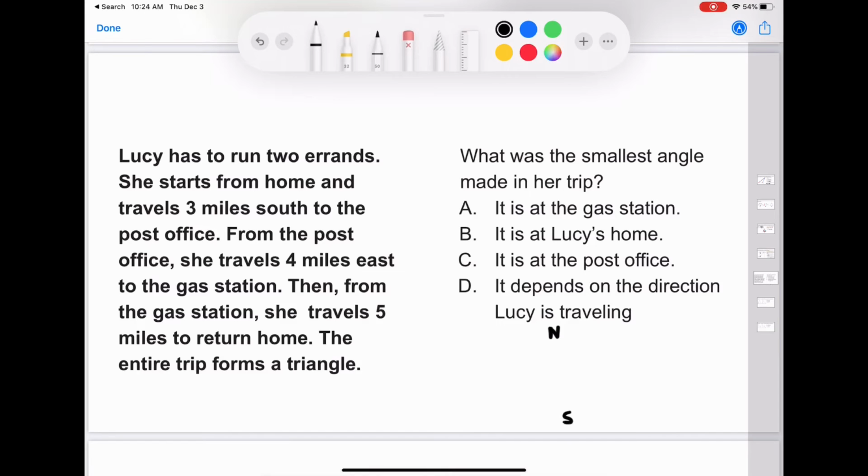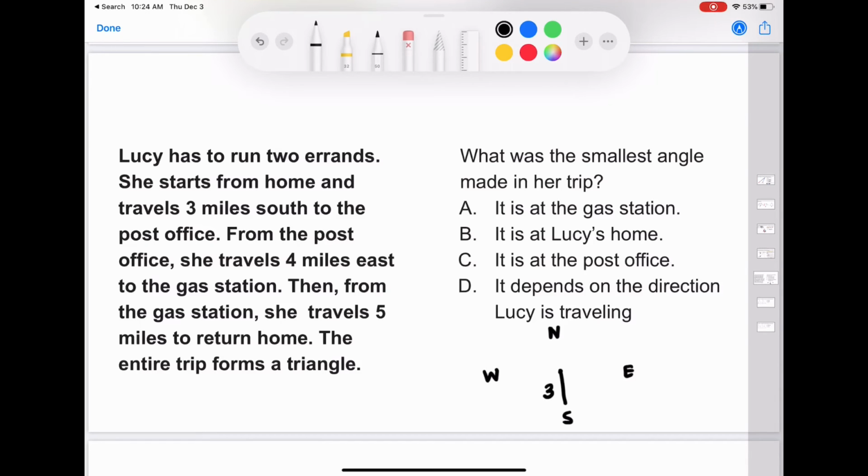North, south, east, and west. Okay, so we would indicate that because we are given the different directions in which she travels. So from her start, she will travel 3 miles south. So let's say she starts here. She will travel 3 miles south. Okay, and we can actually mark that as 3 miles south.